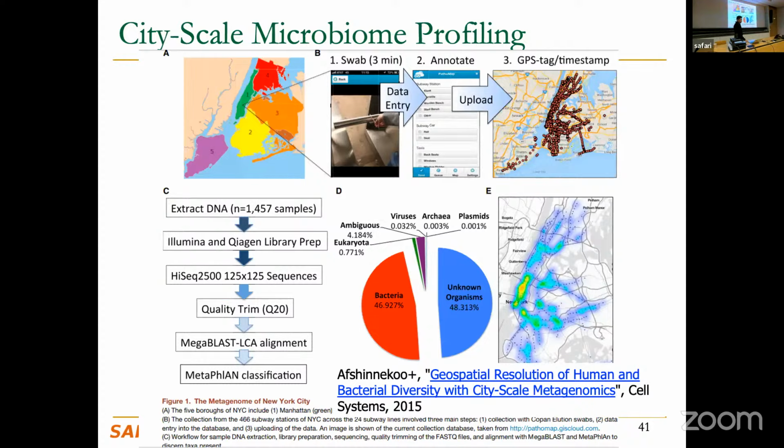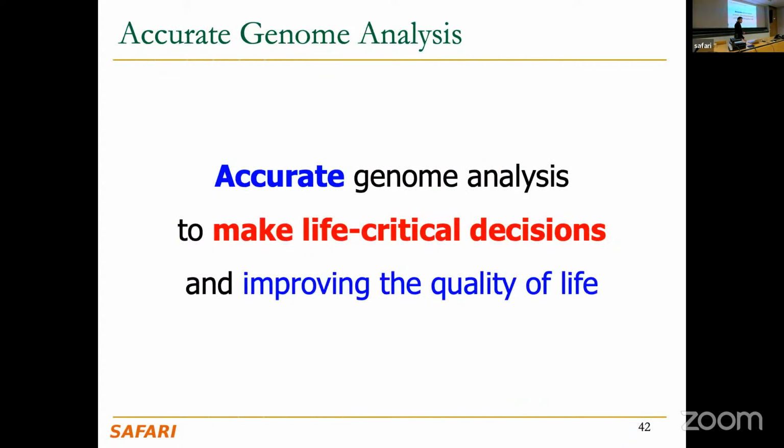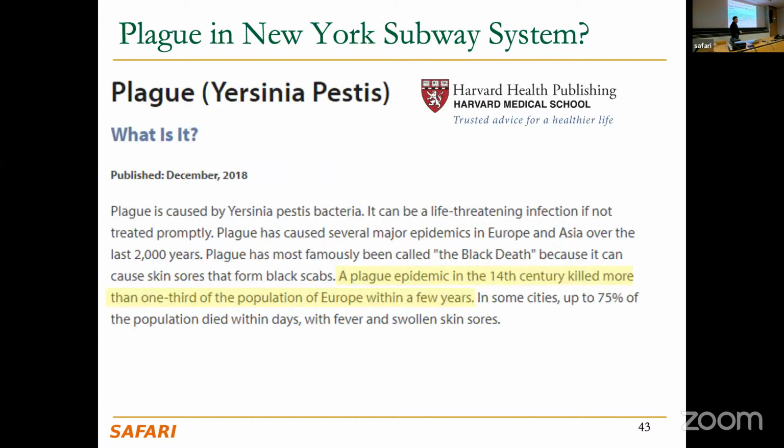And we've also been doing city scale microbiome profiling. What this means is that we may be collecting samples from random locations of the city, and the question we're trying to answer is whether there is an outbreak going on or starting in the city itself. By doing so, we also want to do accurate analysis. This is one example of how important it is to do an accurate analysis.